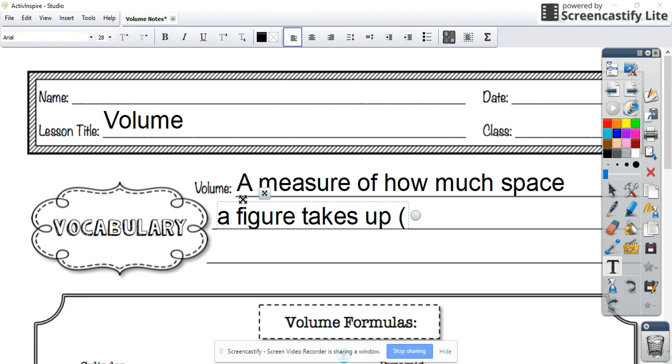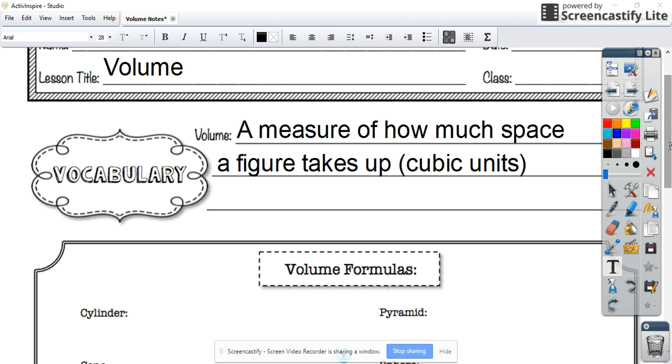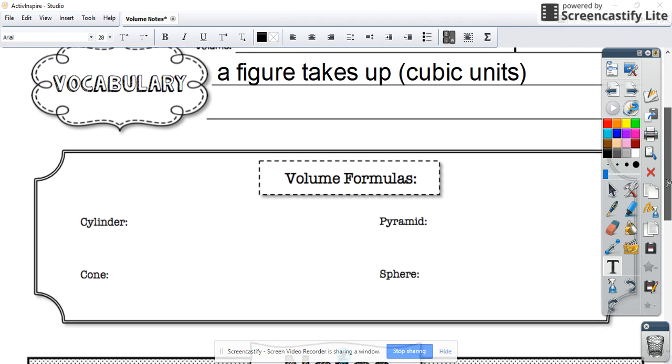And we're going to be using cubic units for all of the things that we find the volume of. So for example, maybe the volume is in cubic inches, maybe it is in cubic feet, cubic centimeters, but it's a three-dimensional object that you're going to find the volume of, which makes sense why it would be in cubic inches, feet, meters, miles, centimeters.